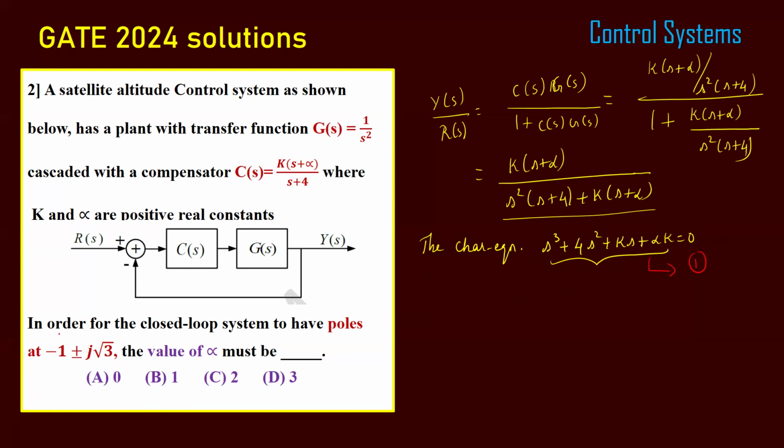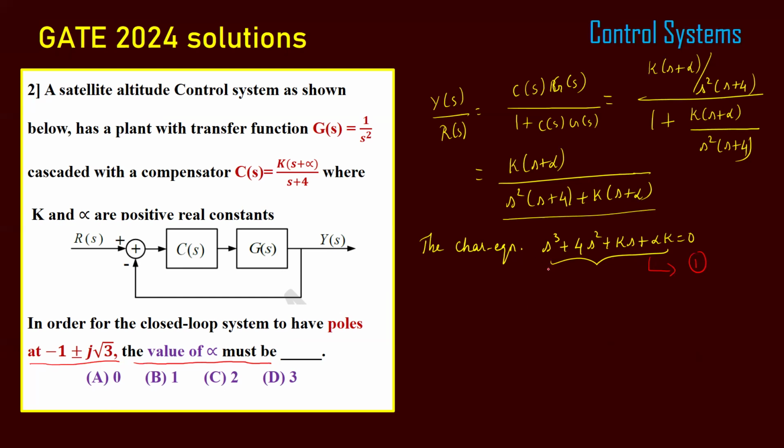See the question: in order for the closed loop system to have poles at -1 plus or minus j root 3, the value of alpha must be what? Now, two poles are given for the system. -1 plus j root 3 is one pole and -1 minus j root 3 is another pole. We need to find the value of alpha. Here we have two constants, alpha and K. We cannot find alpha without finding K, so we need to form another equation.